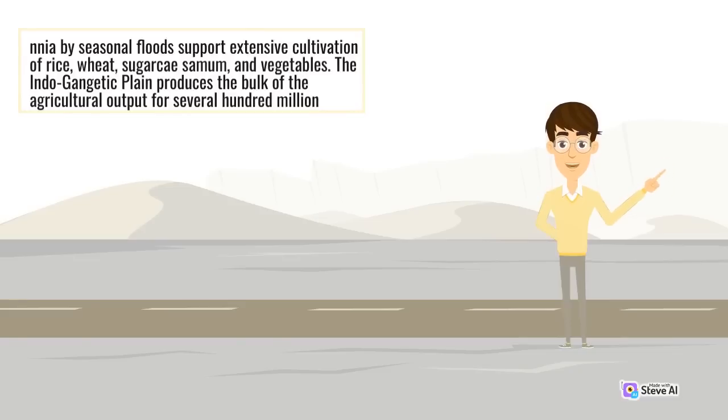The Indo-Gangetic Plain produces the bulk of the agricultural output for several hundred million people.